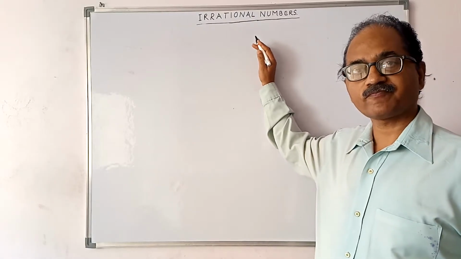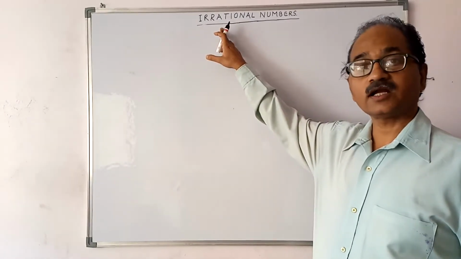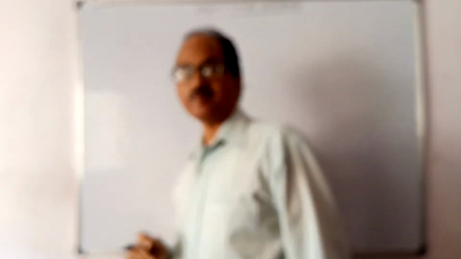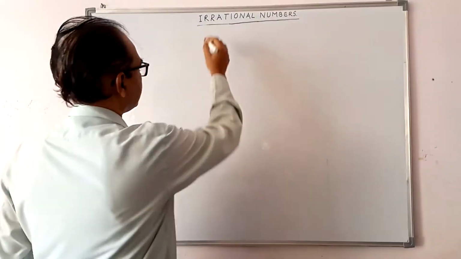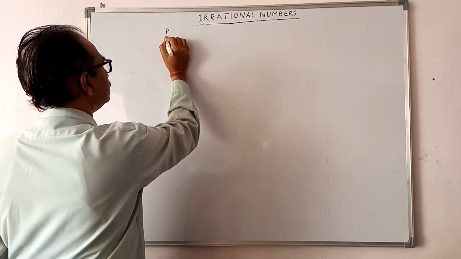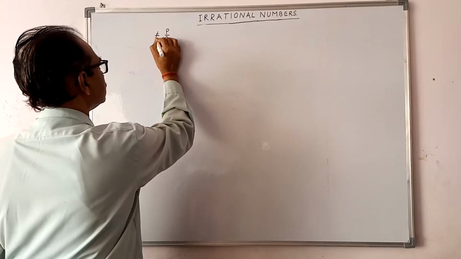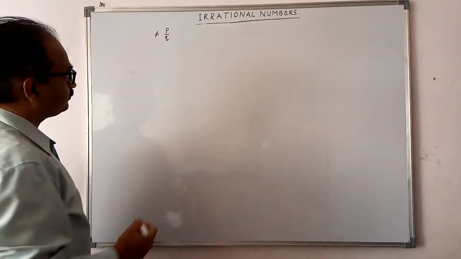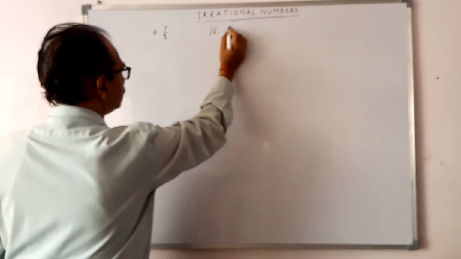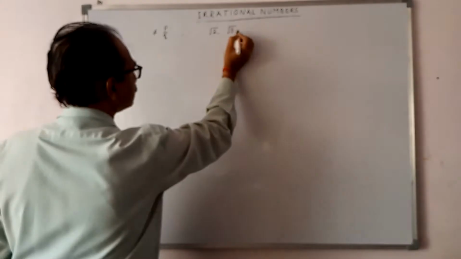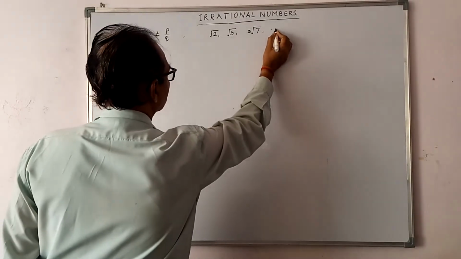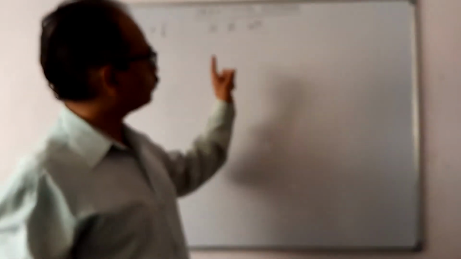Irrational numbers. You see, irrational numbers are those numbers which cannot be expressed in the form of p upon q. Means these numbers are those which cannot be expressed in the form of p upon q. Now they are of the form root 2, root 5, cube roots, and so on. Means that they should be having roots with them.